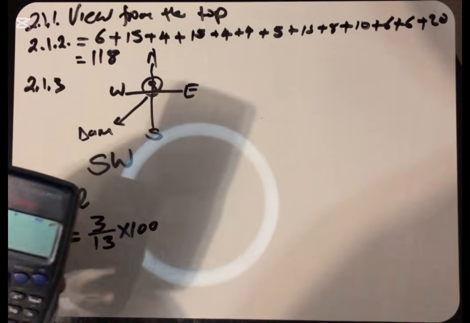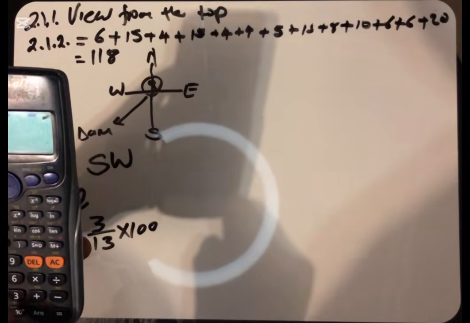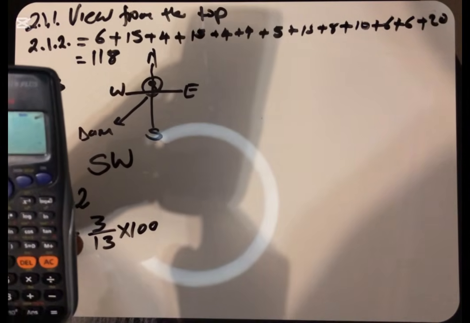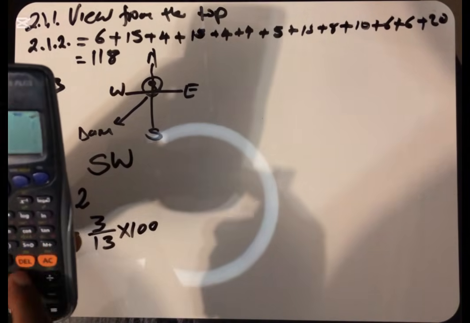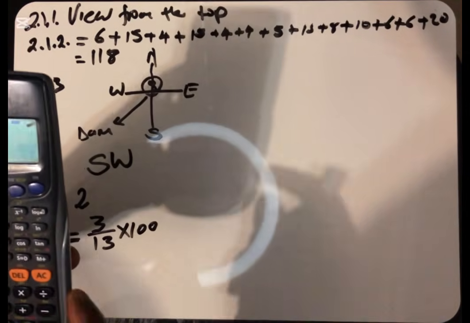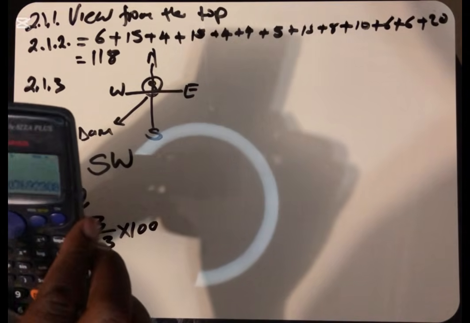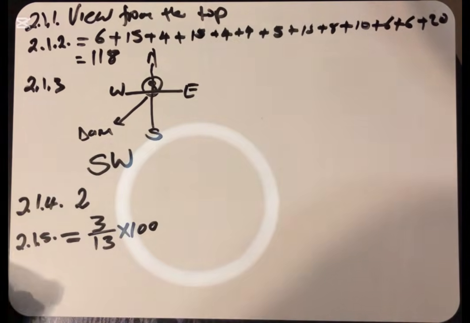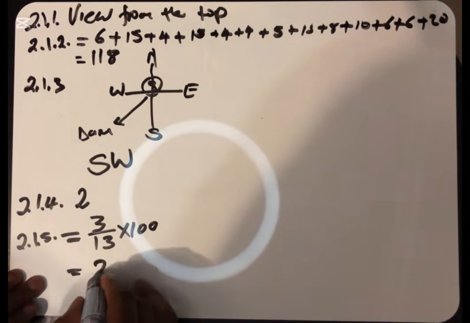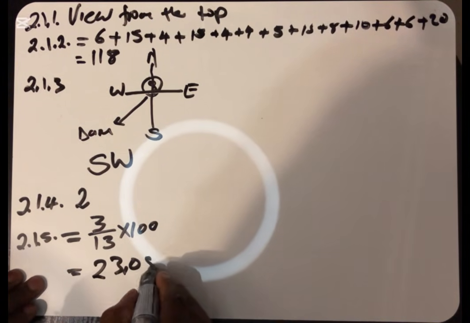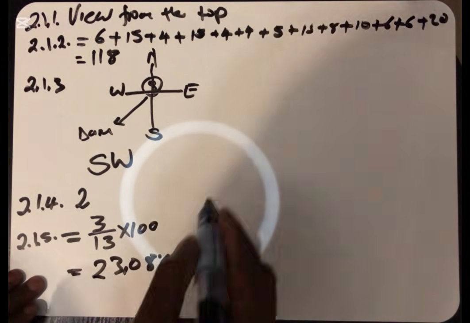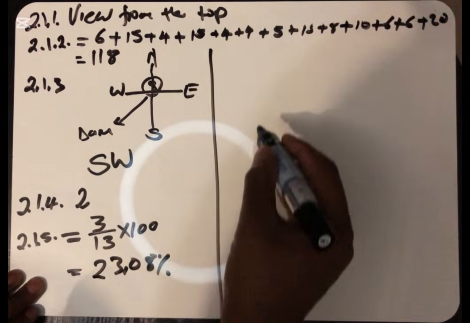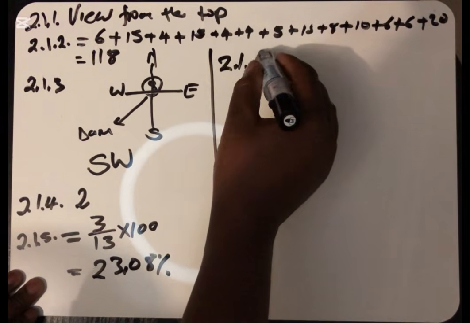So using a calculator, we are going to say 3 over 13 multiplied by 100. We found that the percentage is 23.08%. Let's move to 2.1.6.